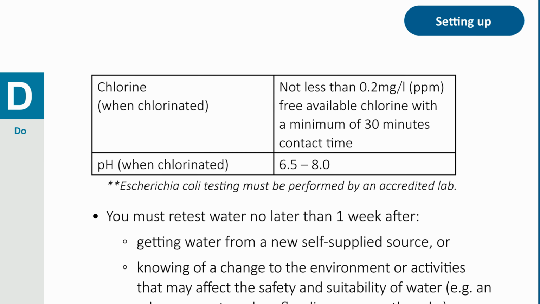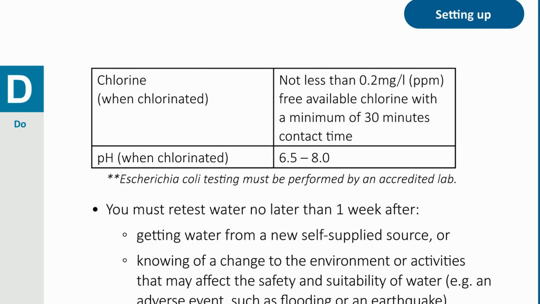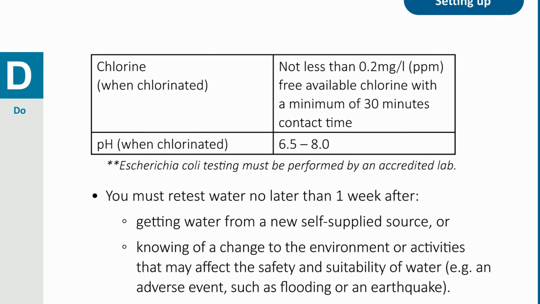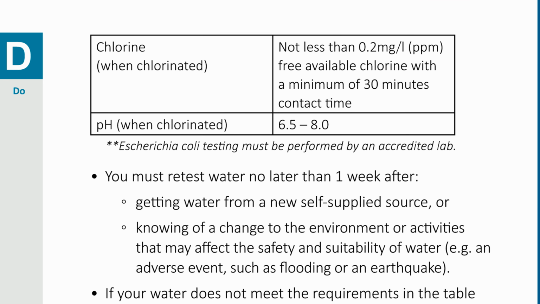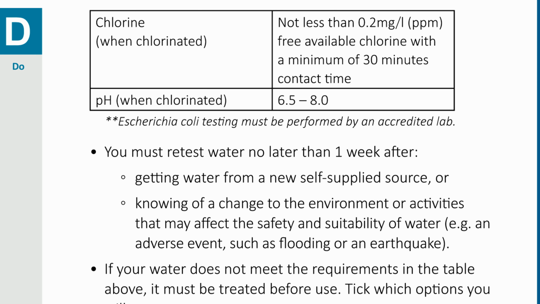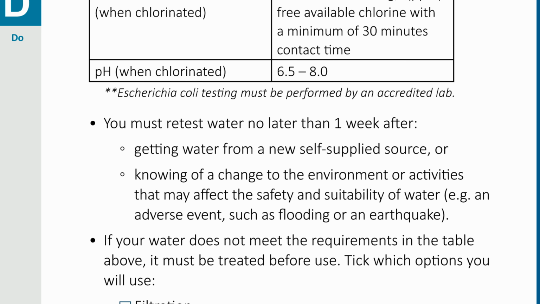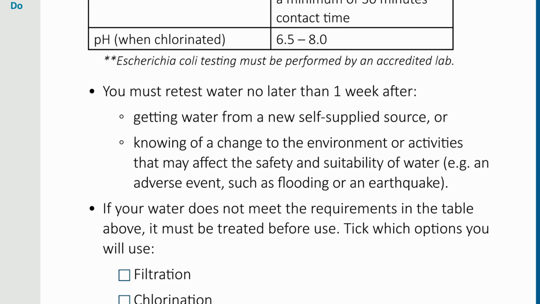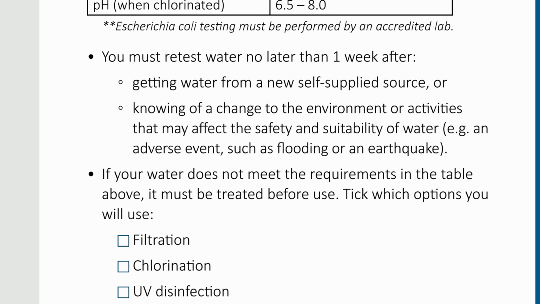Measurement, chlorine, when chlorinated. Criteria, not less than 0.2 mg per liter, ppm, free available chlorine with a minimum of 30 minutes contact time. Measurement, pH, when chlorinated. Criteria, 6.5 to 8.0. You must retest water no later than 1 week after getting water from a new self-supplied source, or knowing of a change to the environment or activities that may affect the safety and suitability of water, for example, an adverse event, such as flooding or an earthquake.